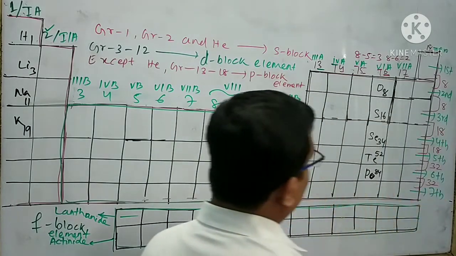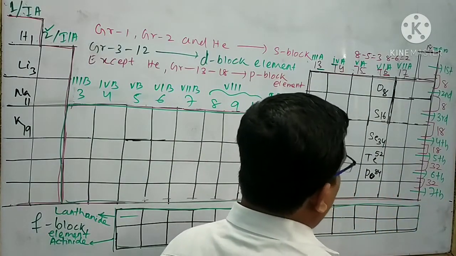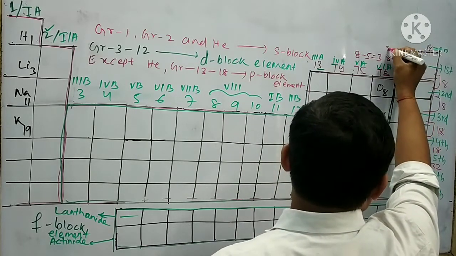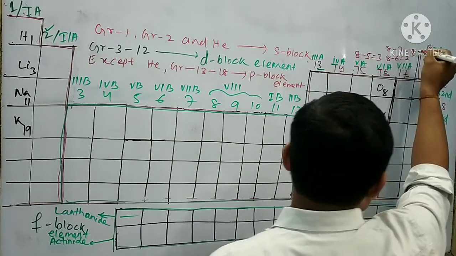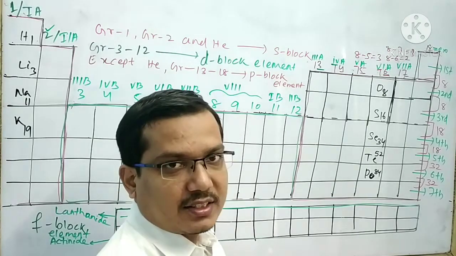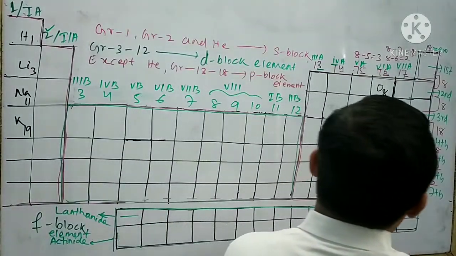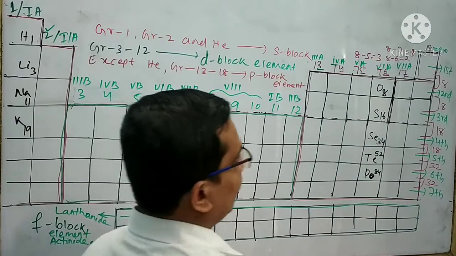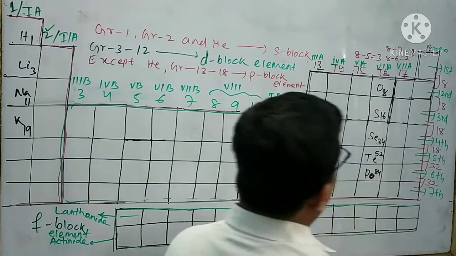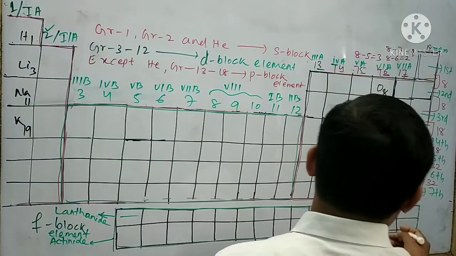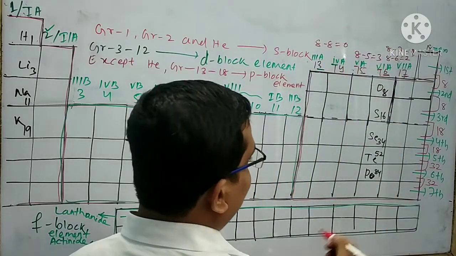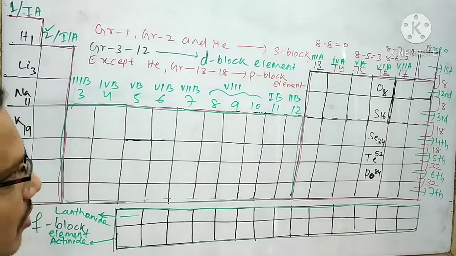Similarly, think about the group 17 elements. The group 17 elements have valency 8 minus 7, that is 1. That means all the elements present in group 17 have valency 1. Some group 17 elements also show valency 7. Next, I want to think about the group 18 elements. The valency of group 18 elements is 8 minus 8, that is 0. So the valency of group 18 elements is 0.